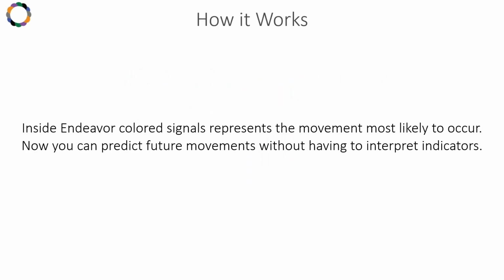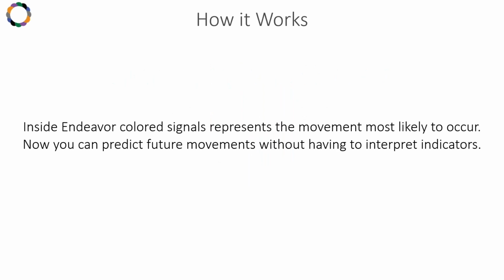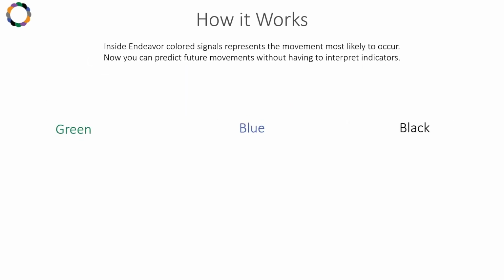Inside Endeavor, colored signals represent the movement that's most likely to occur. Now you can predict future movements without having to interpret indicators. We've identified basic movements that price will make while in the Endeavor category and labeled them with colored signals, making it perfectly easy for you to recognize them. Now each signal is going to appear as an arrow located below price action.